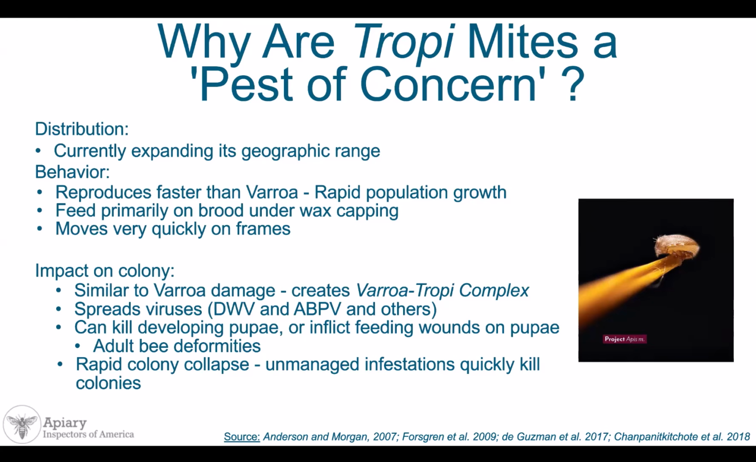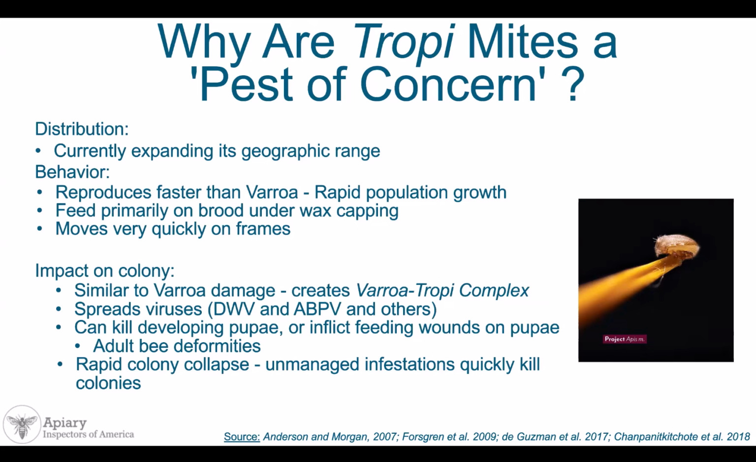So if you can have both of them, which would be really bad. It also spreads viruses, and it can kill developing pupae and inflict feeding wounds on pupae. Like I said, it doesn't just feed on one spot like Varroa, it feeds on multiple spots. So it can cause a lot of damage, not just spreading viruses, but also physical damage, causing deformed bees when they emerge. It can also cause rapid colony collapse. Unmanaged infestations quickly kill colonies.